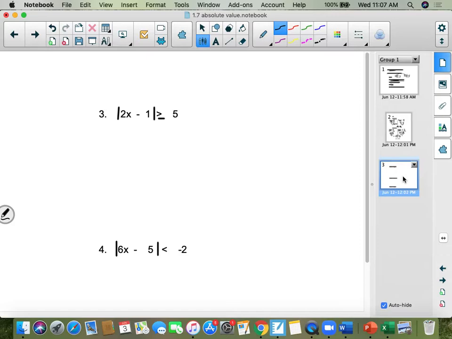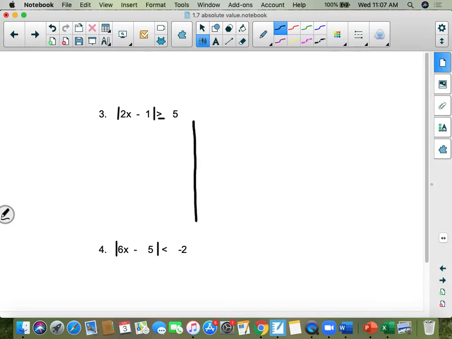When you see the absolute value on the test, you know you need two solutions. The first one is going to be 2x minus 1 is greater than or equal to 5. Notice that it looks identical to the one up there except the absolute value.